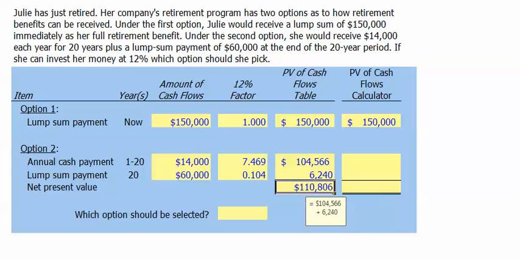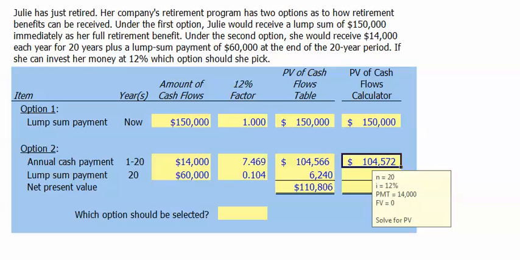If we were using our financial calculator to solve for the present value of the annuity payments, we would have n equals 20 because there are 20 years of payments. Our annual interest rate was 12%, and we would enter $14,000 for the annual payment and 0 for the future value, and solve for a present value of $104,572. Again, this is different than the amount we solve for using our table because the tables have rounded values.